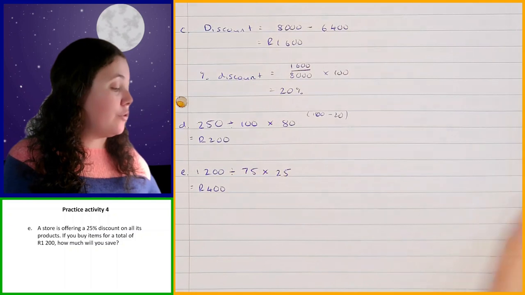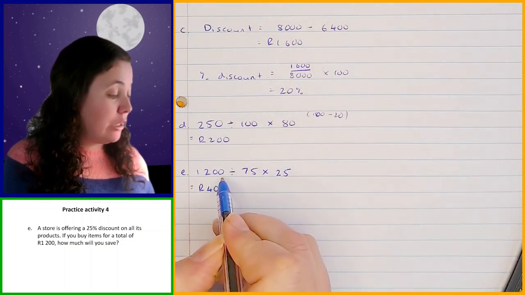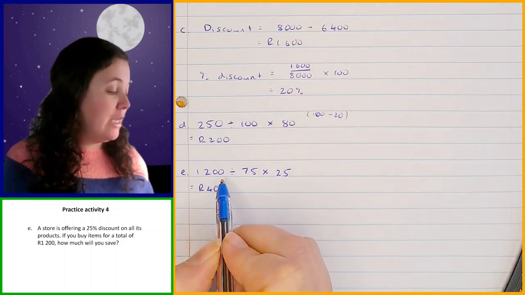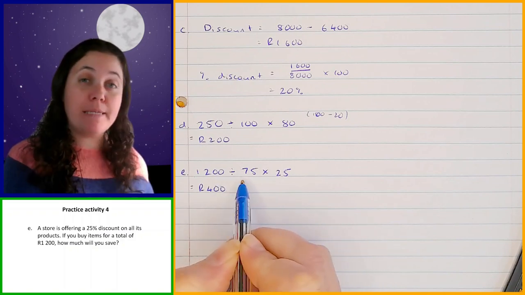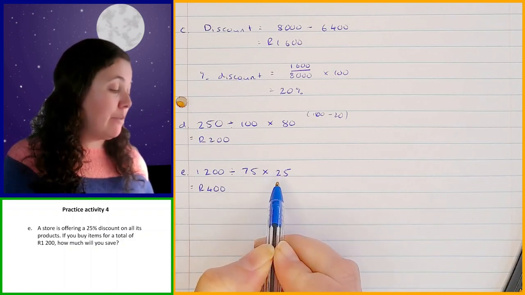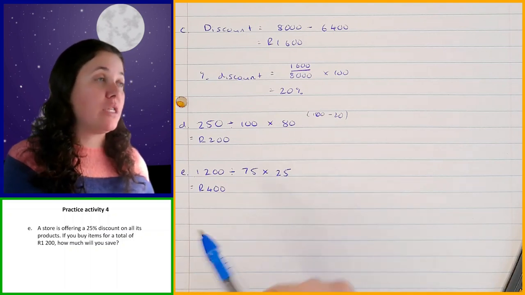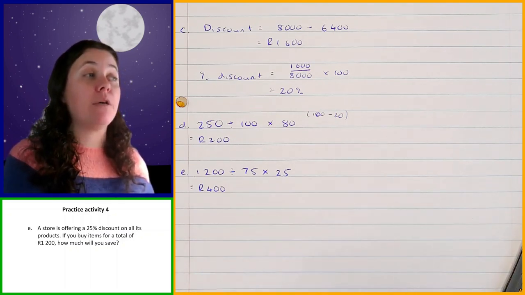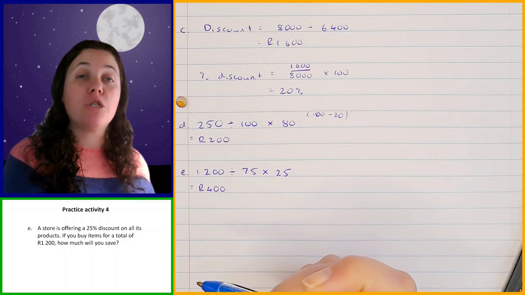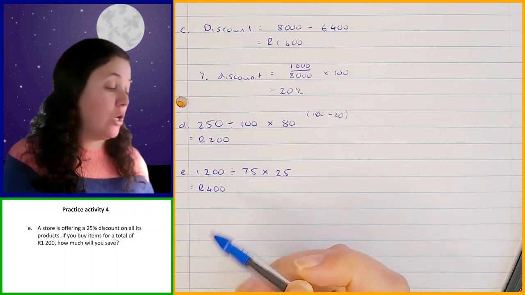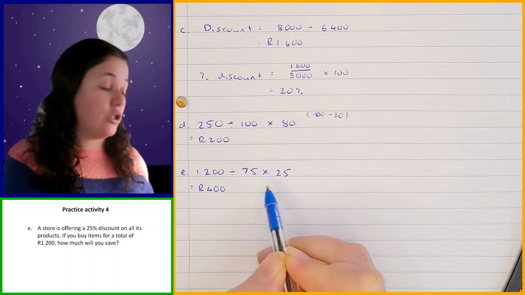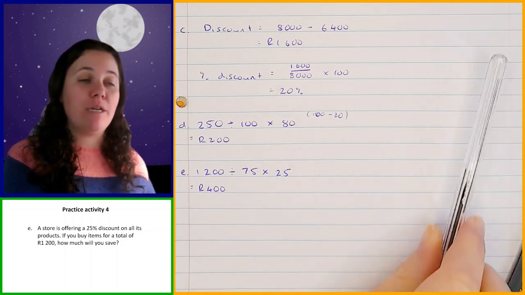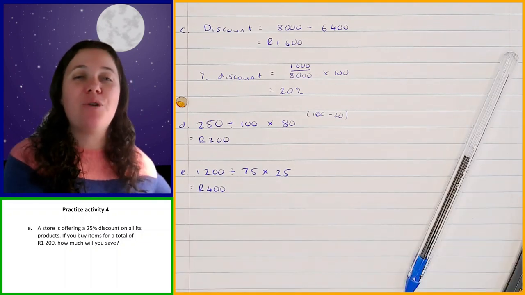Okay, so I took the amount that I know, which is the 1,200, divided it by the percentage that it is, so this is the percentage we have, and multiplied by the percentage I wanted, which in this case was the amount that we save. We wanted to know how much we were saving, which is the discounted amount. So that's the 25%. That's what we wanted to know. And that gave us 400 Rand. Okay, so that is how you work with discounts in financial maths.